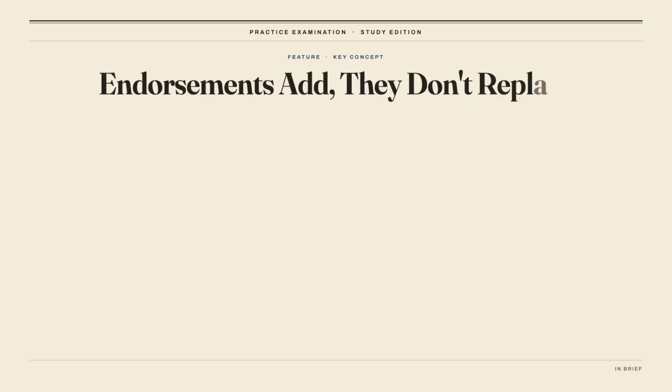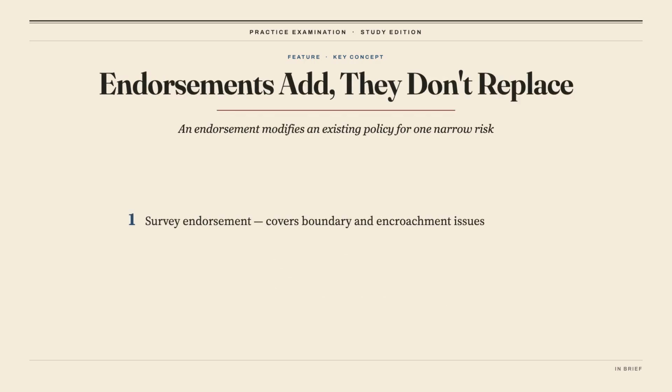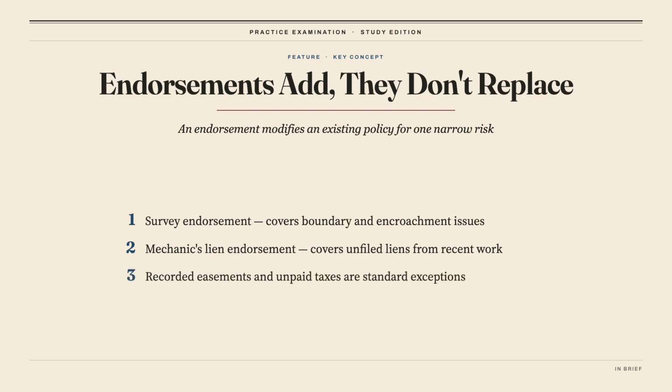Every policy also carries exceptions, like recorded easements or taxes not yet due, and endorsements exist to add narrow coverage back in, such as a survey endorsement for boundary problems or a mechanic's lien endorsement for unfiled liens. An endorsement always attaches to an existing policy. It never does the work of the underlying policy itself.